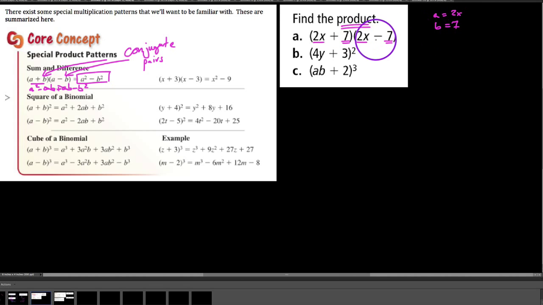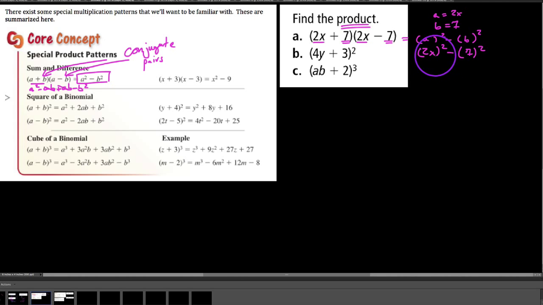And what we're getting is a plus b times a minus b, and what I know I get is a difference of squares. So when I multiply this out, I know I get a difference of two squares, where this is usually my a term and this is my b term, but in our particular case, I just get 2x squared minus 7 squared. Sorry, I got a little ahead of myself. This is 2x squared minus 7 squared.